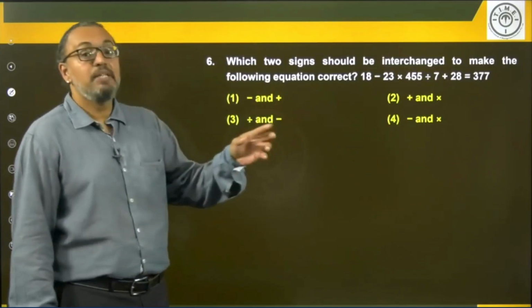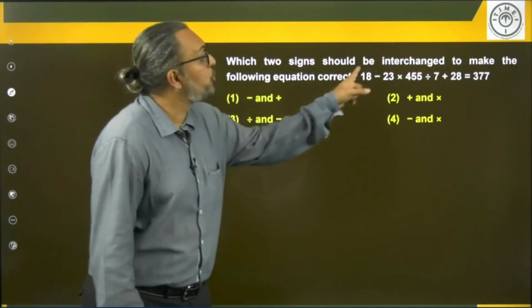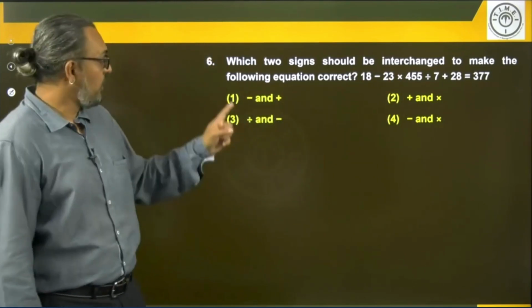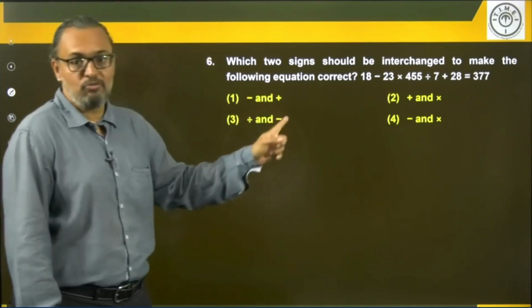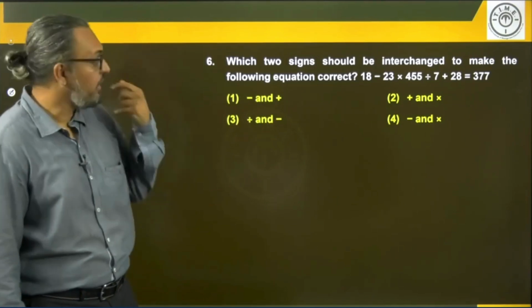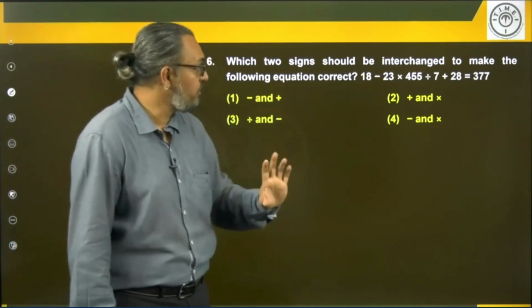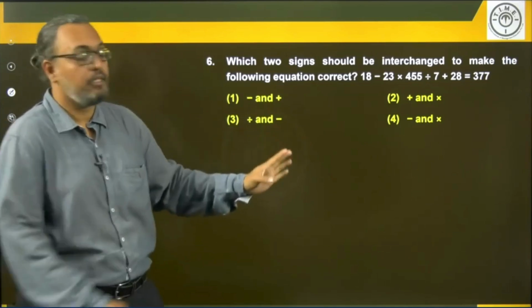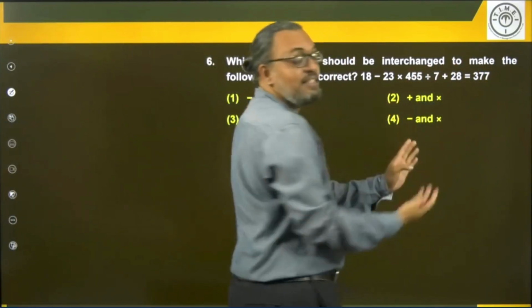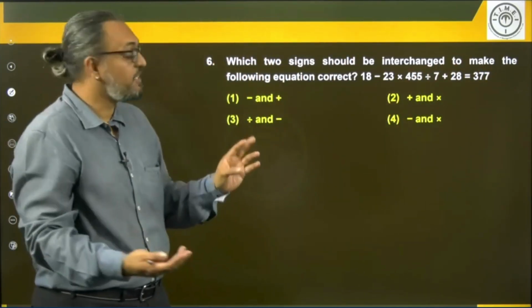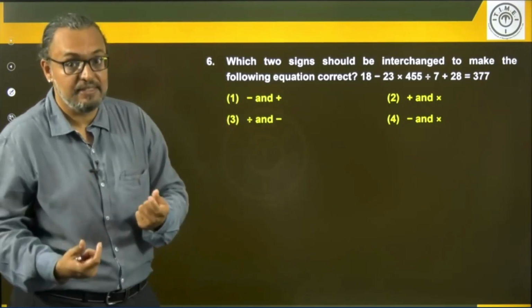Again, this time he is asking which two signs should be interchanged. Now, the signs are given in our options one by one. So, we need to go through them. Which two signs I have to interchange to make the following equation correct. Now, as you can see on the right hand side, you have 377. So, I have to get 377 after interchanging the signs.